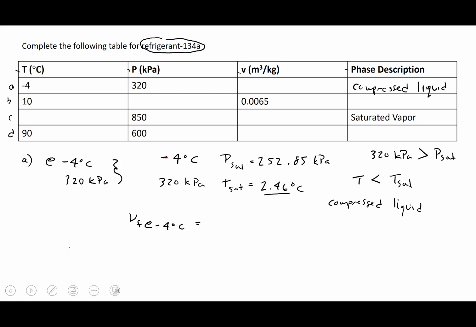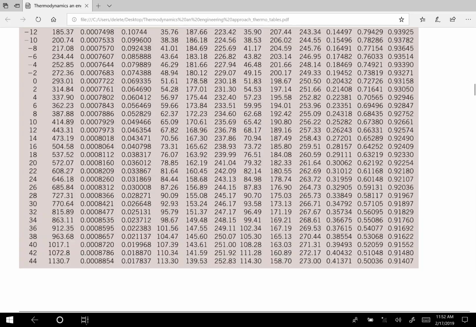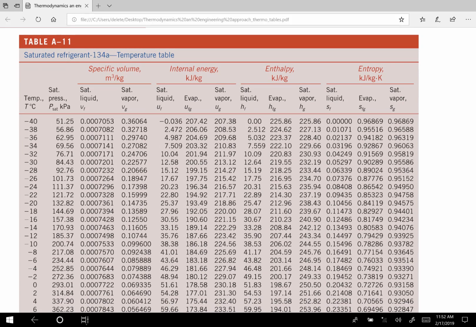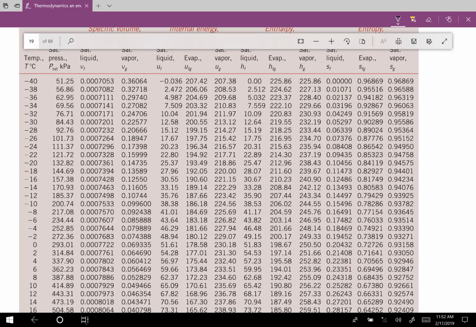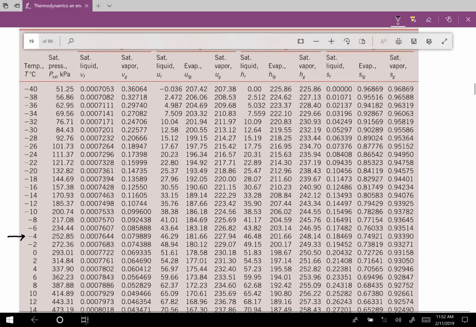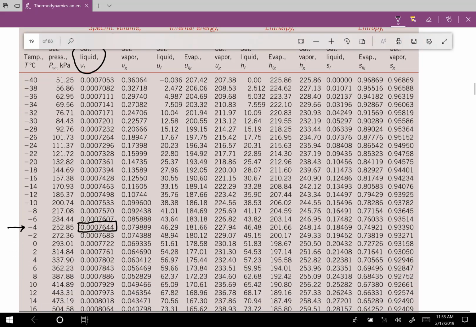And so let's go back to this table. Since we want to look it up by temperature, we're going to go to the saturated refrigerant 134A temperature table. So if we go to minus 4, which is right here, and then go over, we're looking for the saturated liquid, which is this column. So if we go over, then that means that the specific volume is 0.0007644 meters cubed per kilogram.